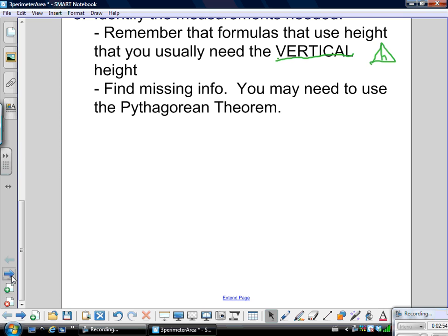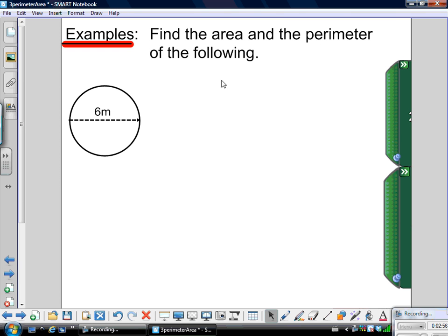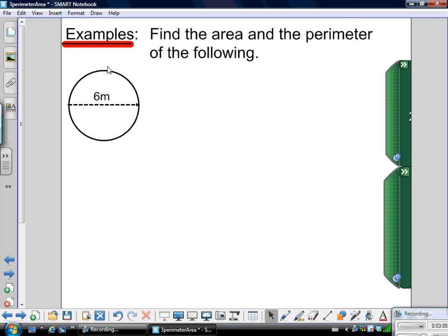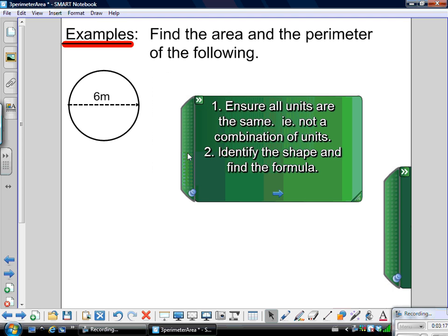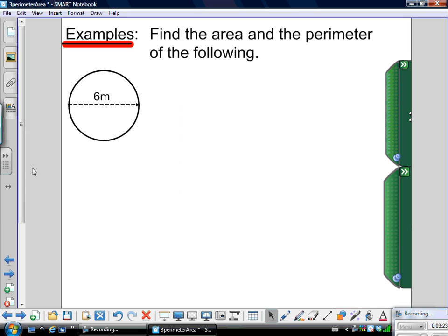Okay, so now let's look at some examples. For these examples, we want to find the area and perimeter. The first shape that we have is a circle. There's only one measurement and it's in meters, so I'm fine. If I look at what we were told a minute ago, the measurements are all the same, yes. Identify the shape and find a formula. So it's a circle, so I need to find the formula for a circle.